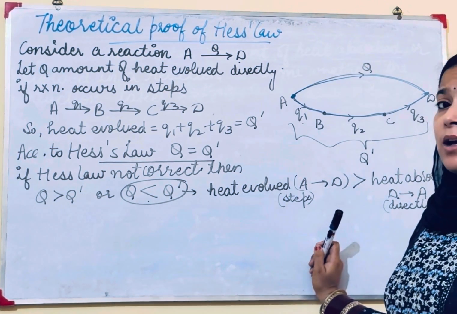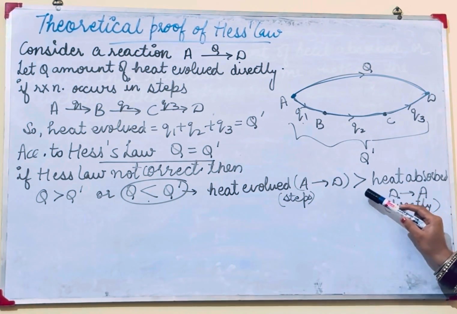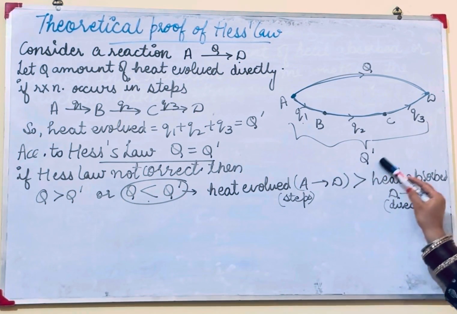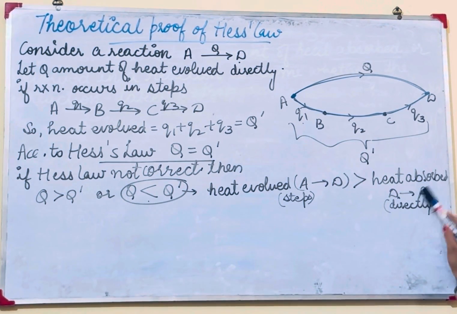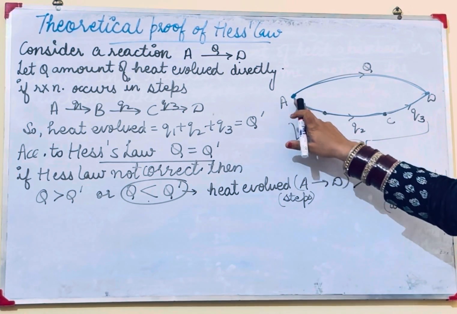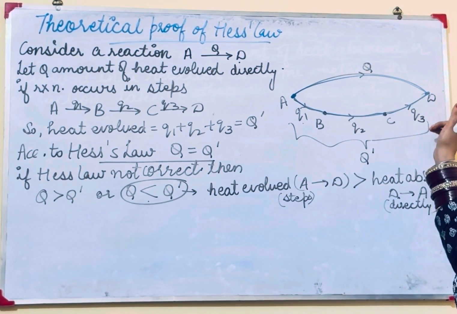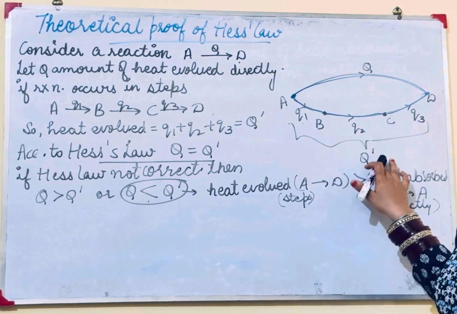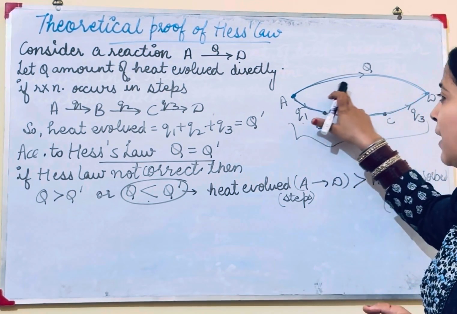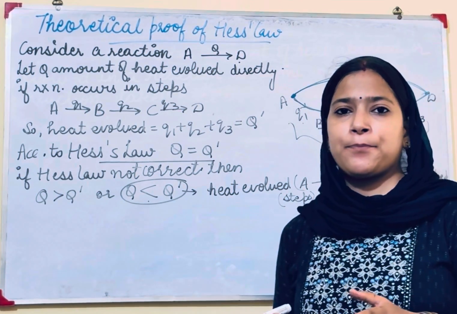When the change occurs in multiple steps, A to D, the heat evolved Q dash is greater than the heat absorbed when changing from D to A directly. This line means this is greater than this, meaning the heat evolved when changing from A to D, not directly but A to B, B to C, C to D, is greater than the amount of heat absorbed directly from D to A.